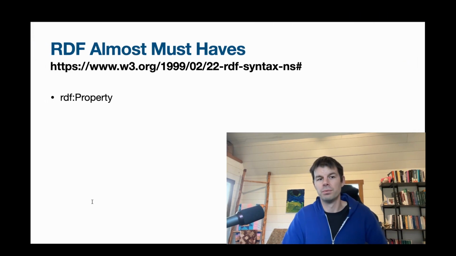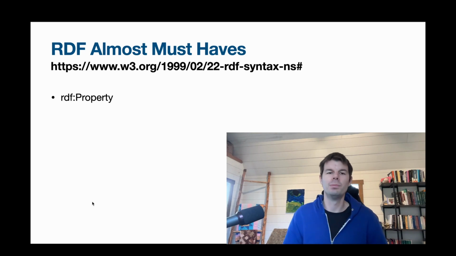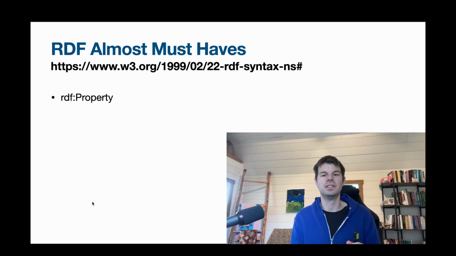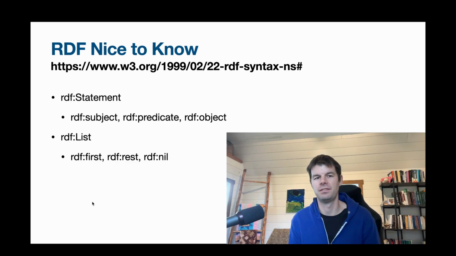Awesome. But the reason that RDF property is just an almost must-have instead of a must-have is I almost never type it. The reason for that is because we have OWL properties that are more specific. So an OWL object property or data type property, rarely am I creating a property and inserting that it's an RDF property, and for that reason it's just an almost must-have.